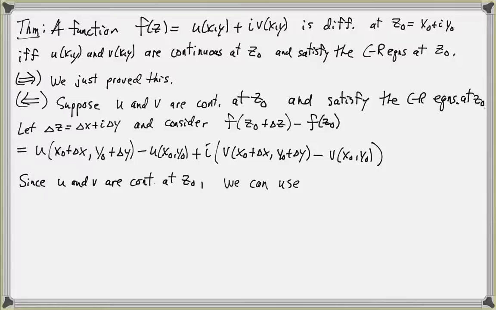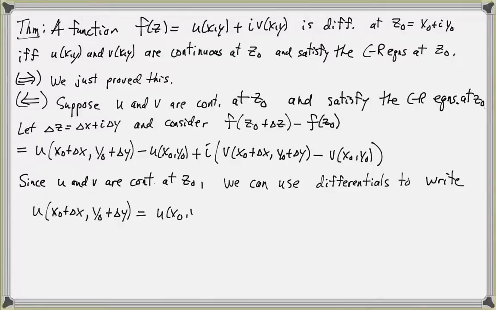We can use differentials from Calc 3 to write u of x0 plus delta x, comma y0 plus delta y as u of x0 y0 plus the derivative of u with respect to x at z0 times delta x plus the derivative of u with respect to y times delta y plus epsilon 1 delta x plus epsilon 2 delta y, where epsilon 1 and epsilon 2 tend to 0 as delta x and delta y go to 0.